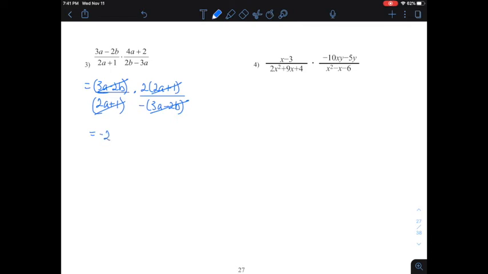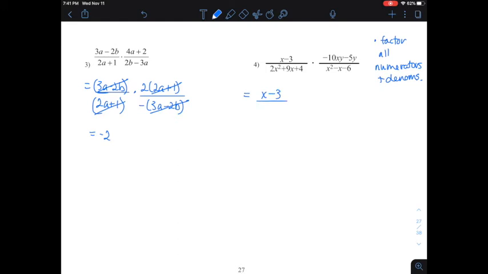Okay, so now we're getting into more interesting ones with number 4. So what we want to do is we want to factor all numerators and denominators, so that we can see if there's anything we can cancel.